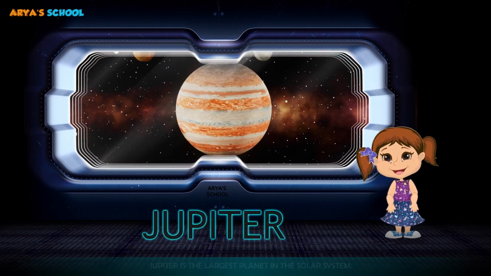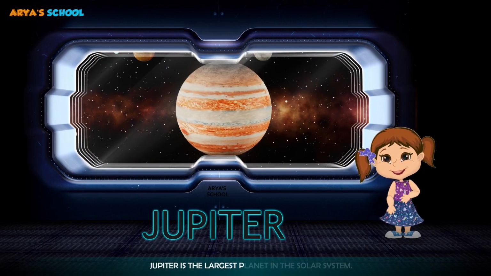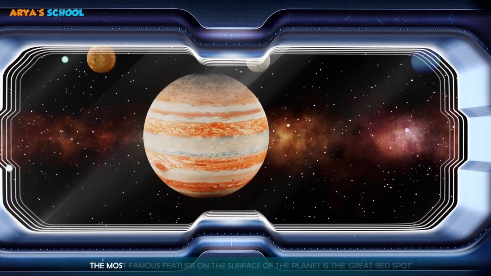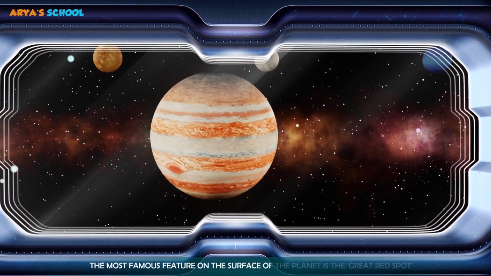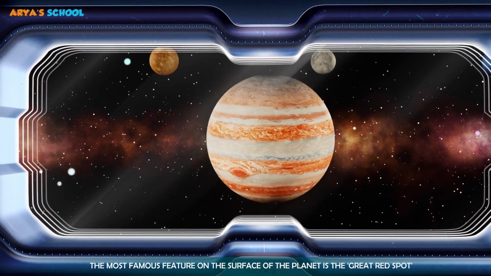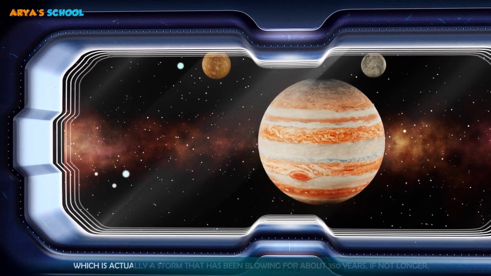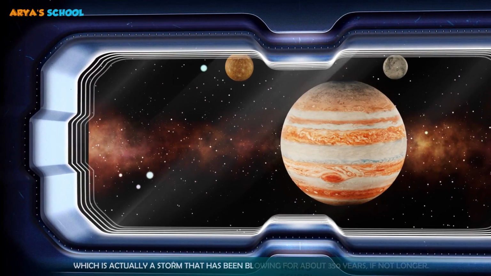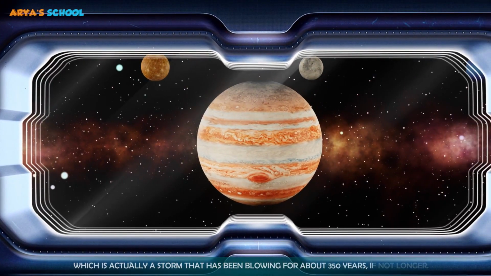Jupiter. Jupiter is the largest planet in the solar system. The most famous feature on the surface of the planet is the Great Red Spot, which is actually a storm that has been blowing for about 350 years, if not longer.